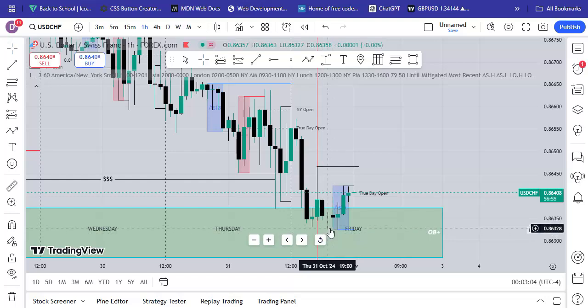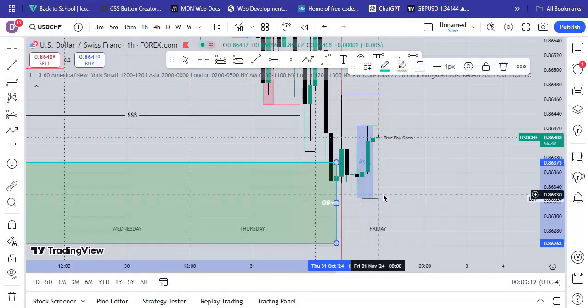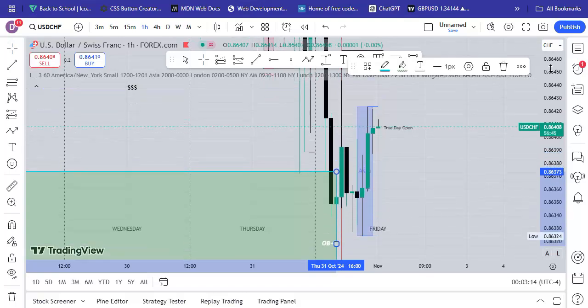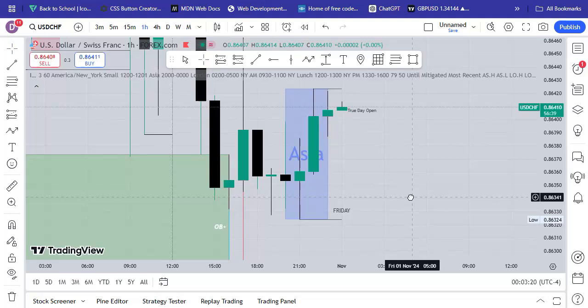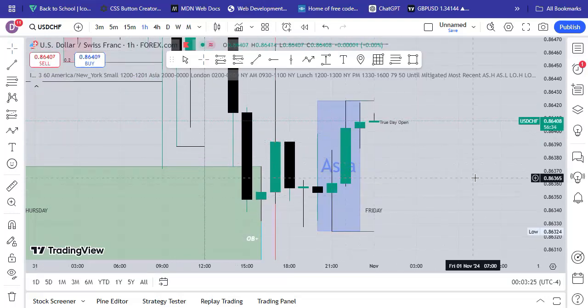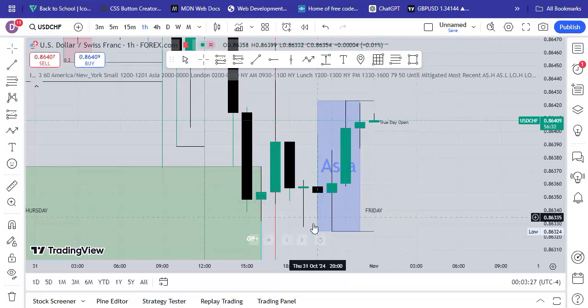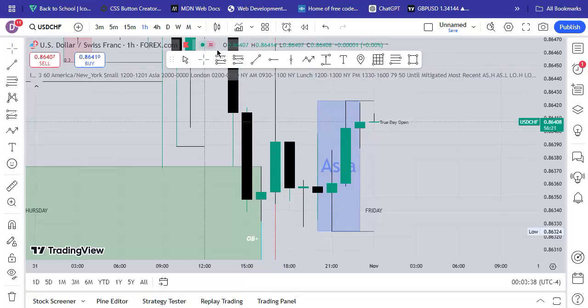Right here we've seen that this low has been run. If you look closely, let me take this other block and leave it right here. I think this is already a shift in market structure. This swing low right here was taken out by this price, and then we have a shift in market structure. Look at this low.